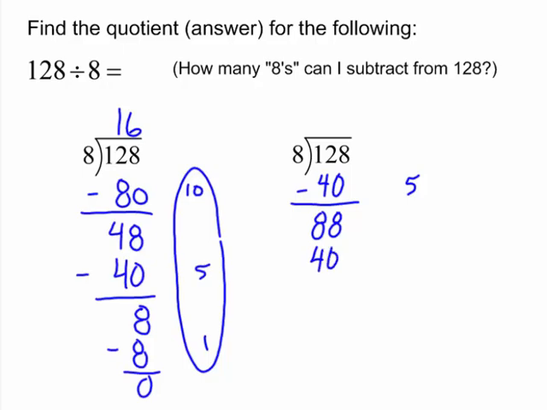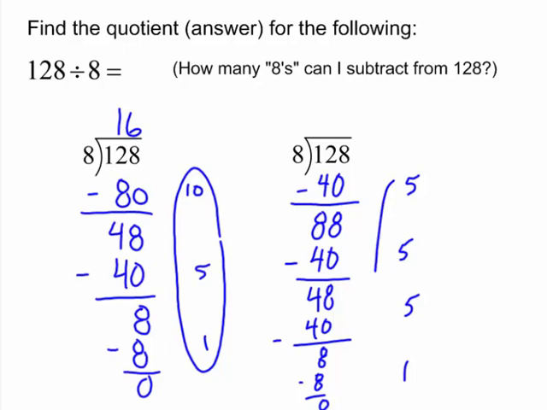I'm going to subtract another 40. So I put another 5. I'm going to subtract one more group of 40 and I'm left with 8, and then I'm going to subtract my final group of 8 here and mark that down as 1, and if I total that up, I still get 16.